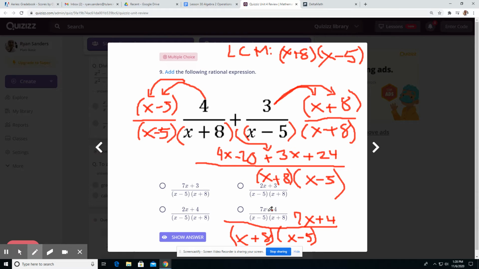So it looks like this one right here. Let me just double check. Sometimes they might try to trick you. X minus 5, x plus 8 on the bottom. Yep, 7x plus 4, check. And there we go.